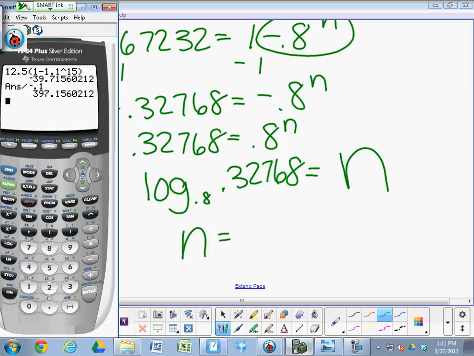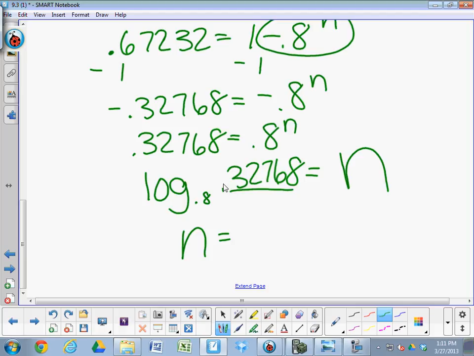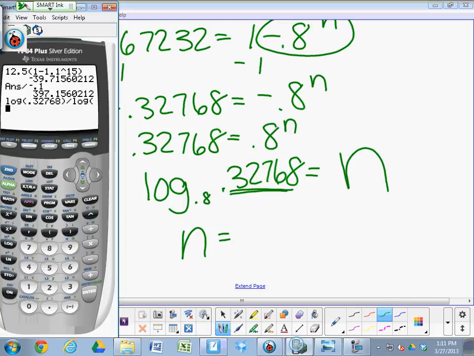If you have the log base formula on your calculator, use it. If you don't, you do the log of the big font number. You know why I say big font number and not big number? It's not necessarily a bigger number. It's the larger font, okay? Divided by the log of the base. It's actually the log of the argument divided by the log of the base.